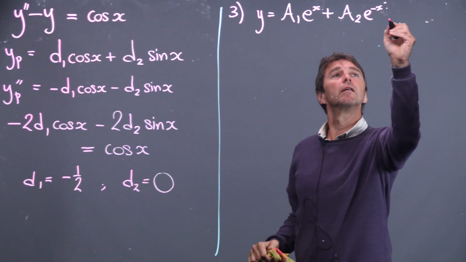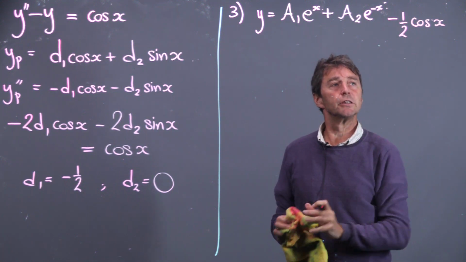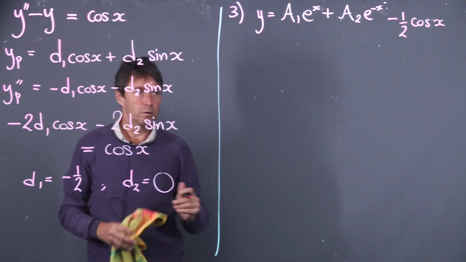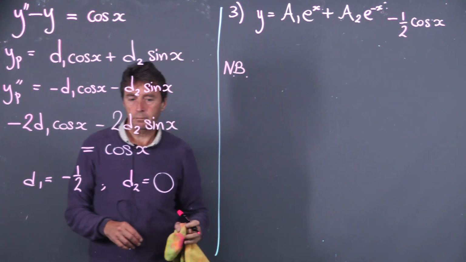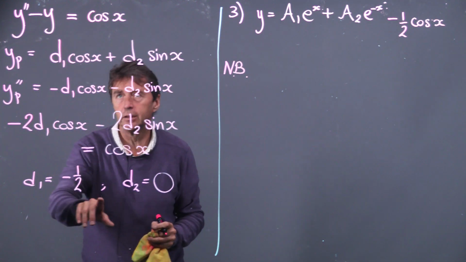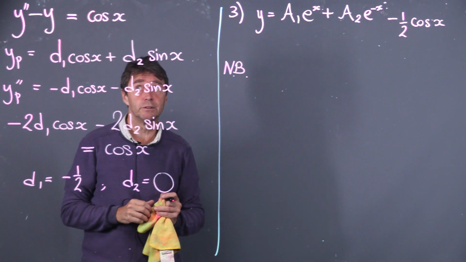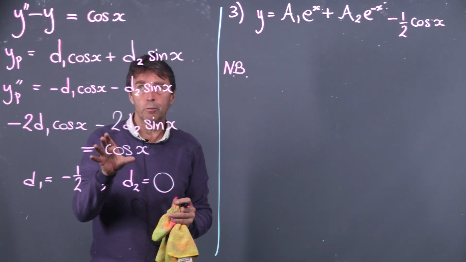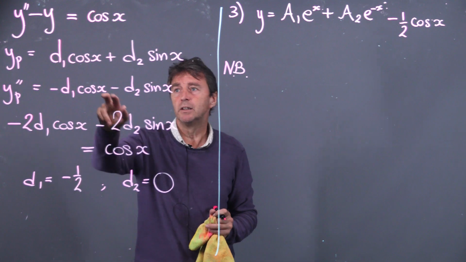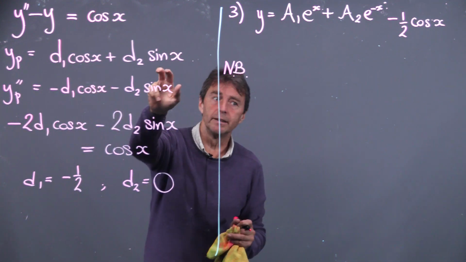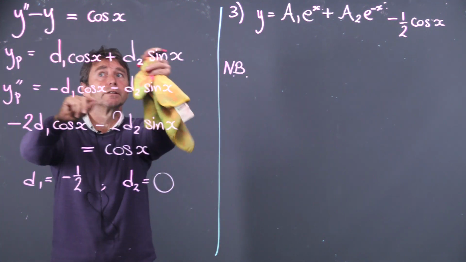That means that my general solution for this problem is the homogeneous solution plus the particular solution, minus 1/2 cosine of x. Now let me just put a note in here. Note: when I did this, it turned out that I didn't actually need the sine. That would not have been true if there had been a first derivative term in there. If you think about it, the problem is when there's a first derivative on the left-hand side, because one derivative turns a cosine into a sine and a sine into a cosine. So had there been a first derivative on the left-hand side, it would have mixed up the sines and the cosines.